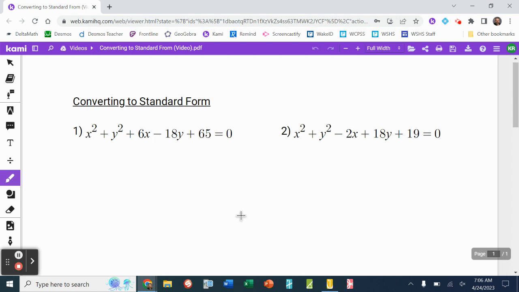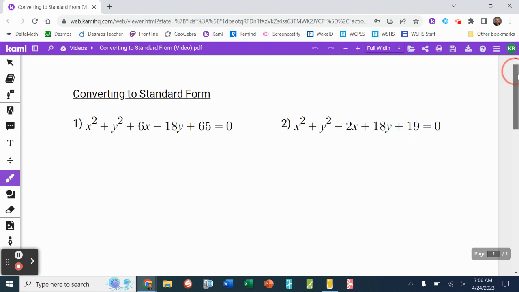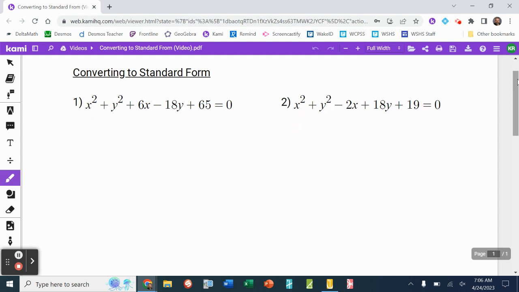So when I see an equation of a circle in this form, as you see here with the two examples, and we're asked to convert it to standard form, we can also think of that as center radius form. We want it to be in a form where we can get the center and radius immediately from the equation.